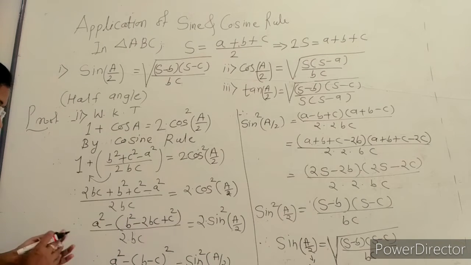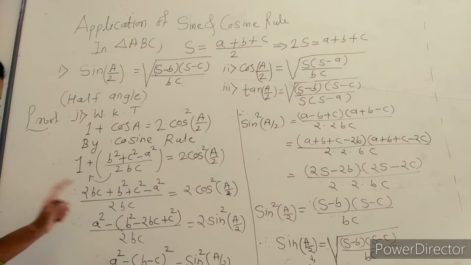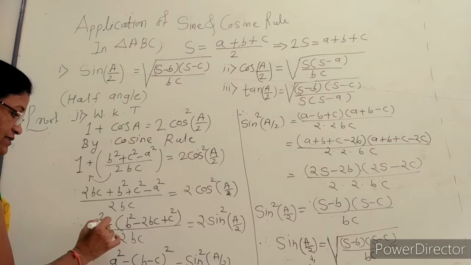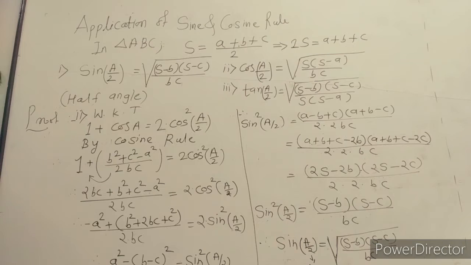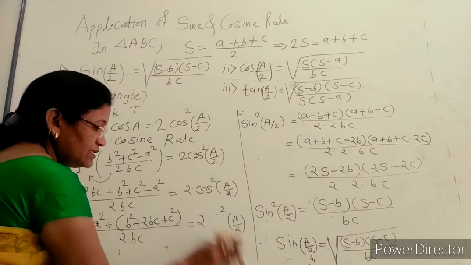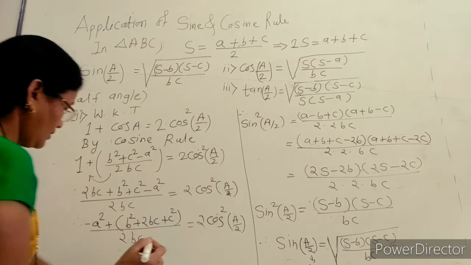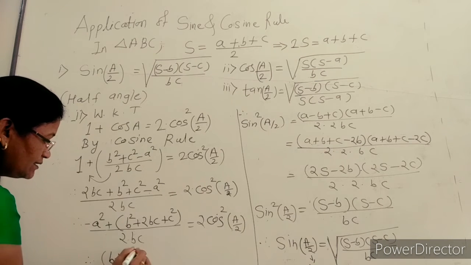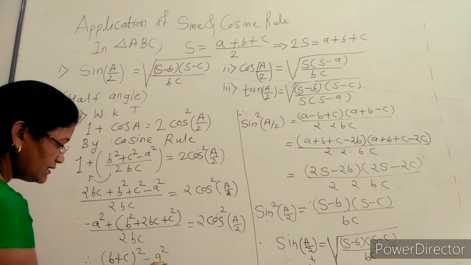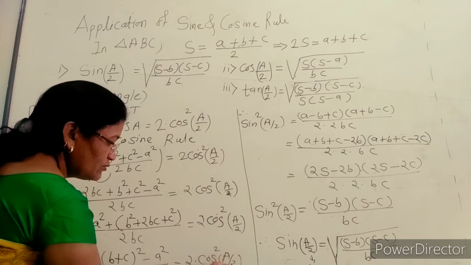Now this relation becomes reversed. As we take this minus a square and this b square plus c square plus 2bc, all these terms become plus. So how do we adjust this expression? We can write that expression as: this bracket is nothing but b plus c bracket square minus a square, whole divided by 2bc, which is equal to 2 times cos square A by 2.